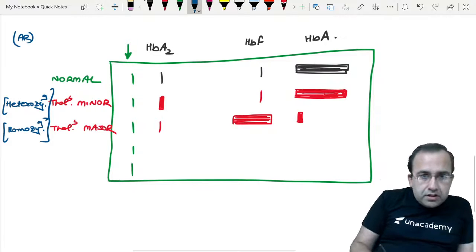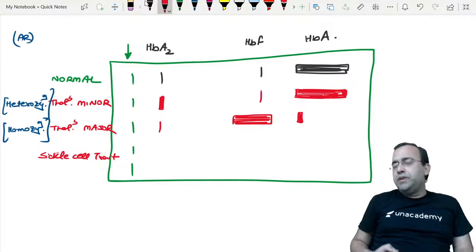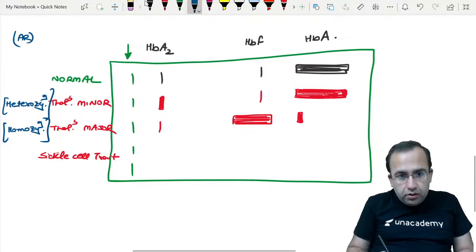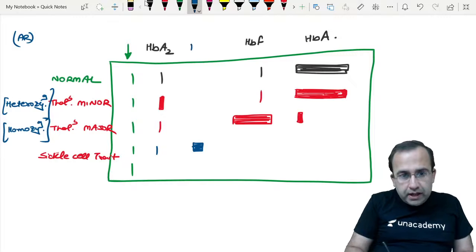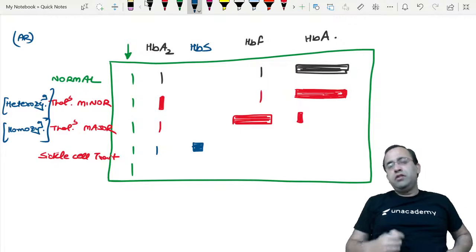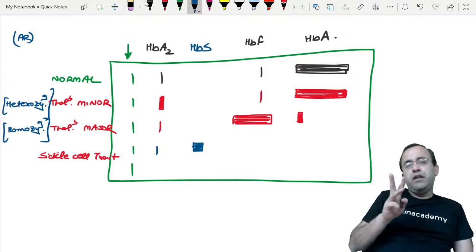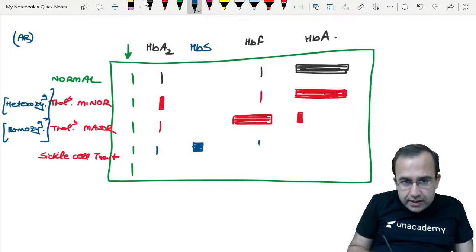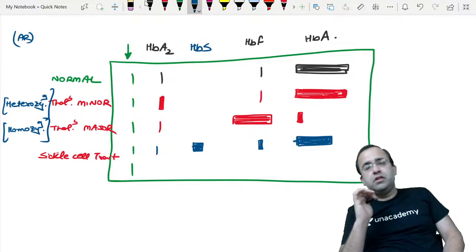Next is sickle cell trait. HbA2 normal. Now you have a fourth band of HbS which migrates between HbA2 and HbF. HbS. Next, HbF: low, normal, high? In sickle cell, HbF is slightly elevated versus HbA which is reduced. To the extent HbS and HbF were increased, HbA is reduced. Total has to be 100%.